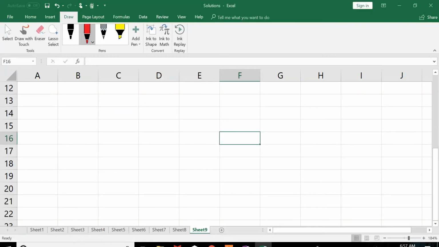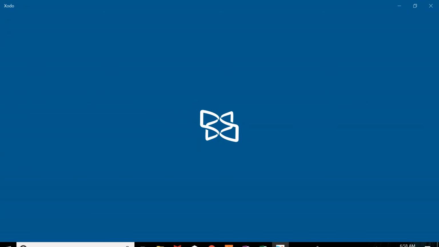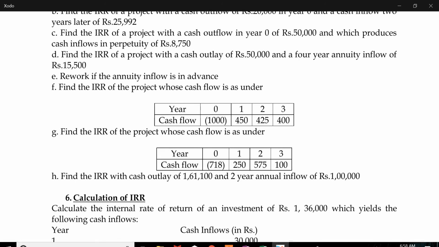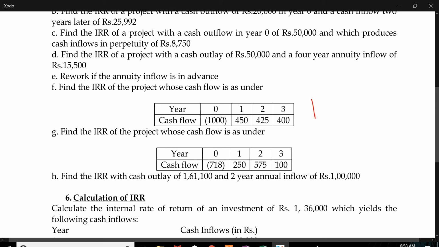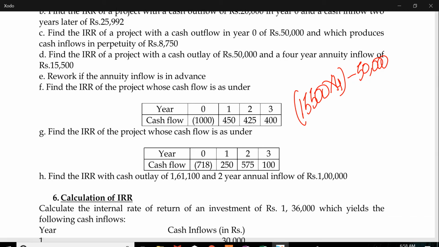Now please listen. My average PAT is nothing but 15,500, which is every year's cash flow, into 4. 15,500 into 4 is the cash flow which I am going to generate. How much do I invest in the project? Minus 50,000. This is my overall profits of the project: 15,500 into 4 minus 50,000, ignoring time value of money and all. In simple words, your investment is 50,000, you get back 15,500 into 4. This is the overall profits.